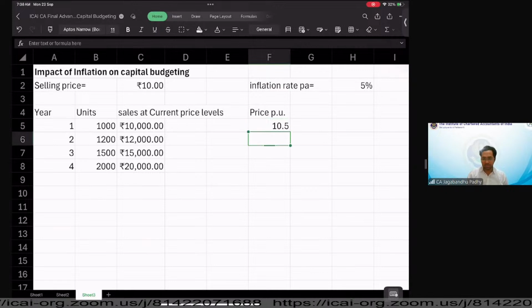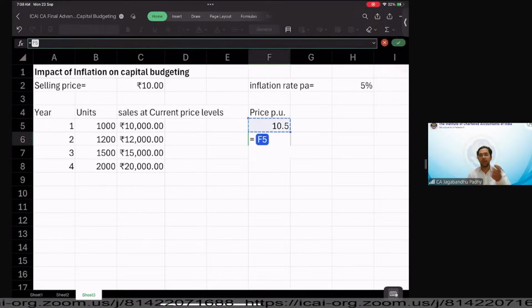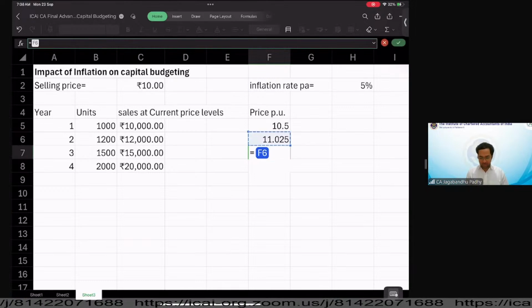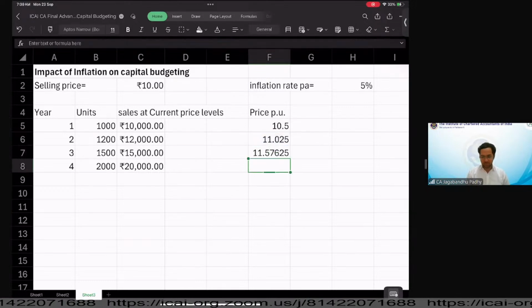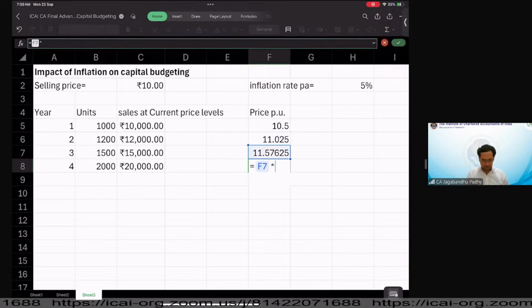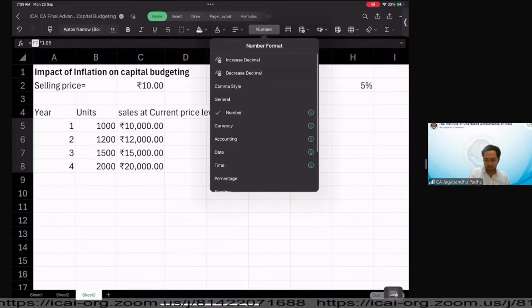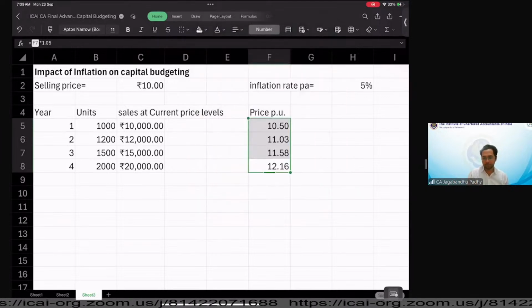What about the second year? So the second year is going to be 10.5 multiplied by 1.05 again, because you add 5% to the previous year's prices. That becomes 11.025. Then on this same, we multiply again with 1.05, which is 11.57625. And then again this multiplied by 1.05 will make it 12.1556. So let's just take it up to 2 decimal places maybe. These are the prices that we expect to persist in the future years.